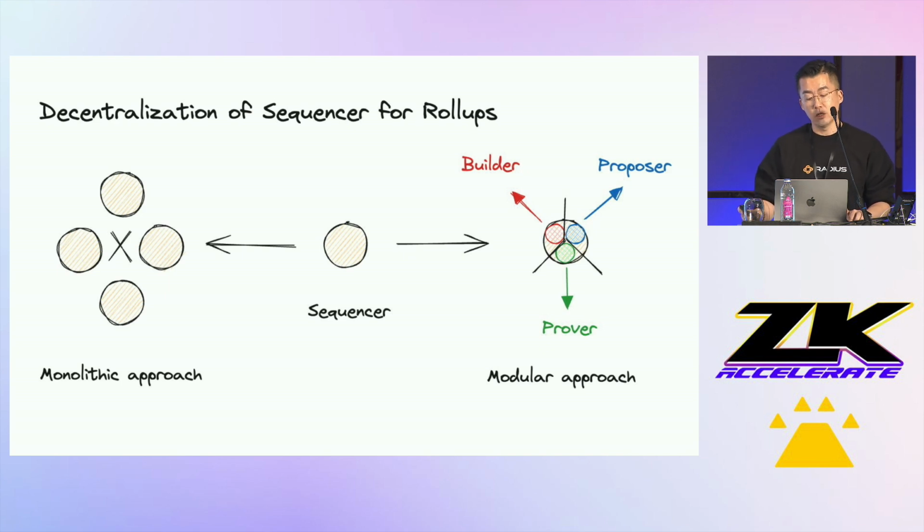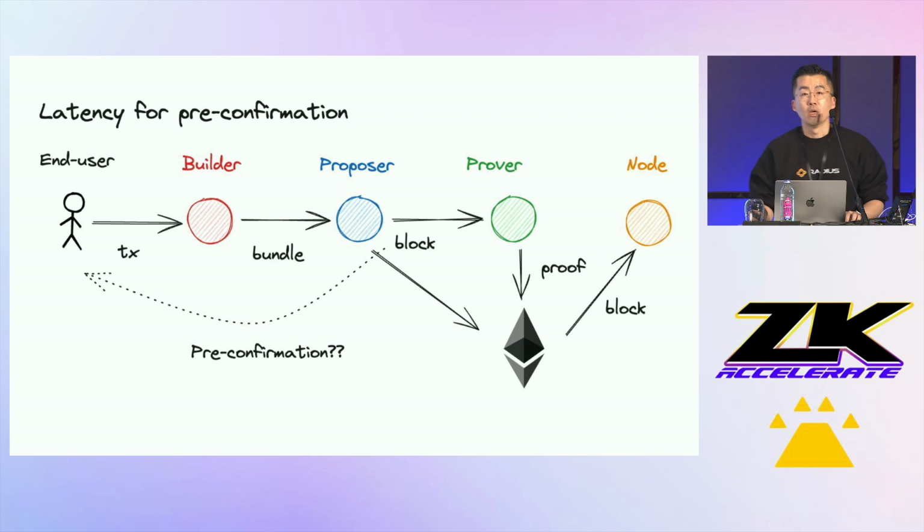There are two ways to decentralize sequencers. One is to have multiple nodes operating the same execution. It's a monolithic approach, but we'd rather take a modular approach where we specialize the features: builders to build a block, proposers to execute the block, and provers generating a ZK proof for the state transition in rollups. But there are some challenging parts, which is the pre-confirmation.